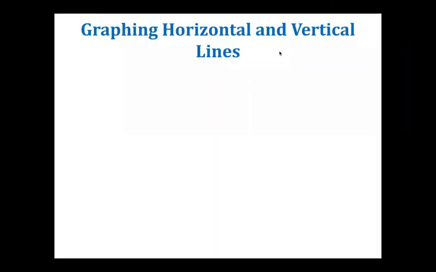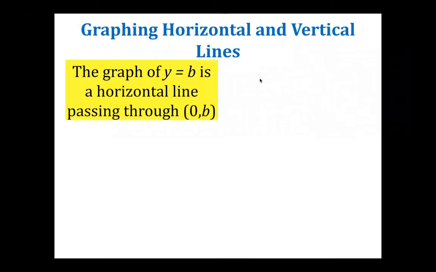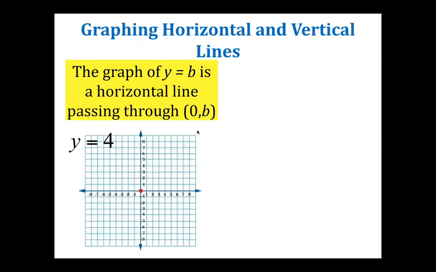Let's look at another situation you might encounter when graphing linear equations, in this case, graphing horizontal and vertical lines. So the graph of y equals b represents a horizontal line that passes through the point (0, b). So really, whenever you see an equation set to y and equaling a constant, you would know that it is a horizontal line. So for example, if you have y equals 4 on your coordinate plane, you would first find 4 on the y-axis and then draw a horizontal line through that point. And that's how your graph would look.